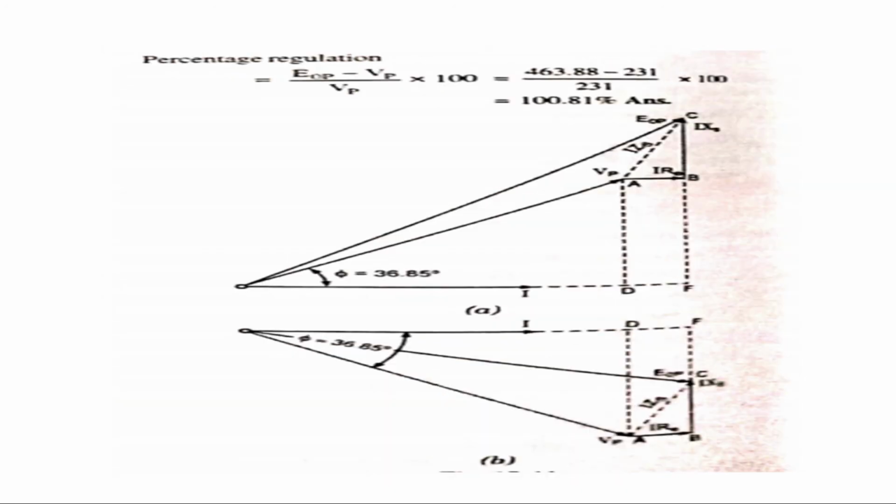For 0.8 lagging power factor, cos phi is 0.8 and sin phi is 0.6. So open circuit voltage per phase E0 is equal to root of (Vp cos phi plus IRa) whole squared plus (Vp sin phi plus IXs) whole squared. Substitute all the values to get the open circuit voltage per phase as 463.88 volts. Next we calculate percentage voltage regulation as (E0 minus Vp) by Vp into 100. 100.81% is the value of voltage regulation.